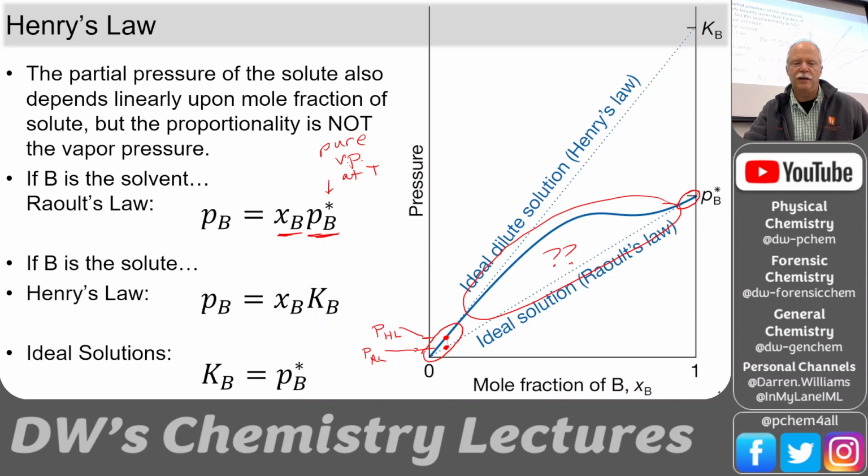And of course, if it's an ideal solution, KB and P star equal each other. So you can compare KB, the Henry's law constant, to the vapor pressure, and if they're very different, then you know you have a non-ideal solution.